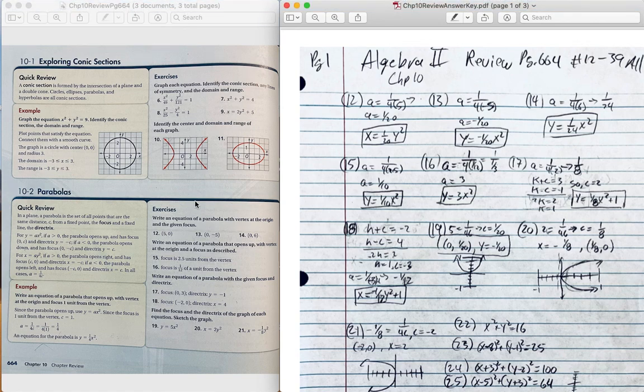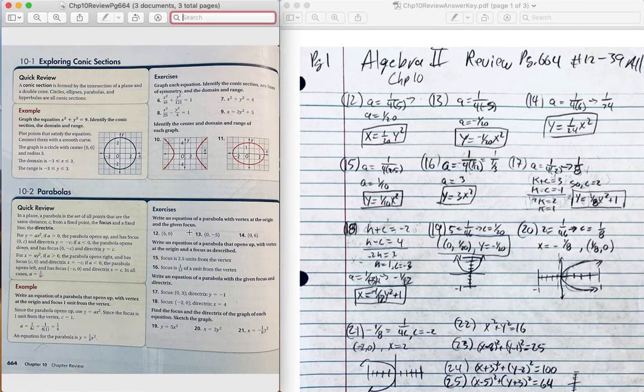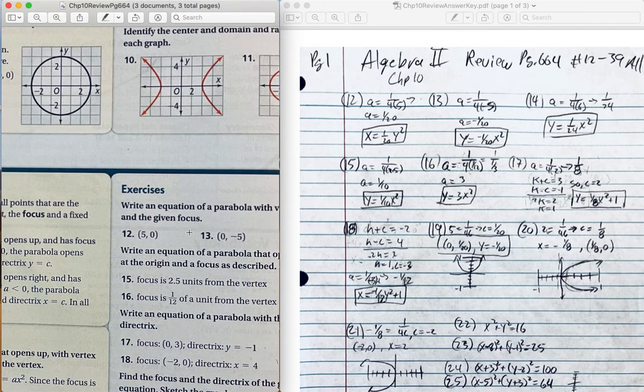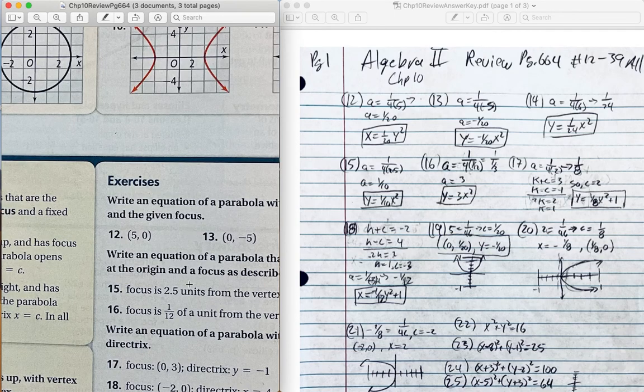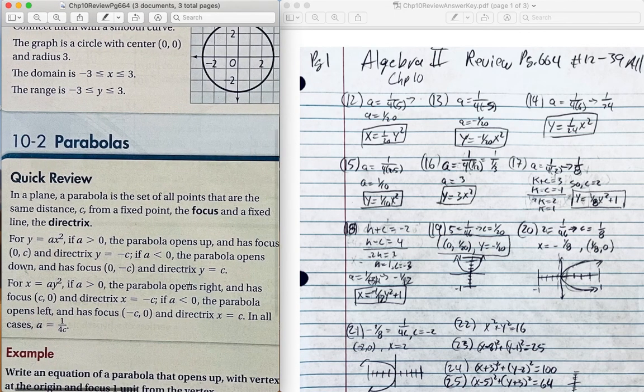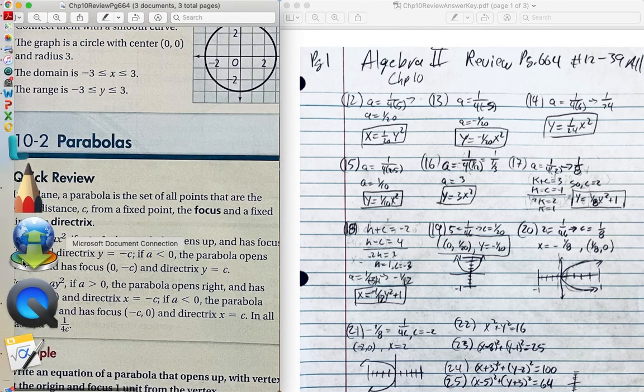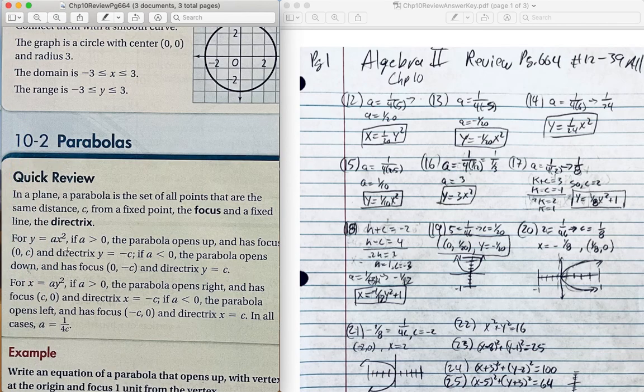Okay, so this is Algebra 2, Chapter 10 review. First question is number 12 on parabolas. A couple things to note about parabolas. Parabolas are in the form of y equals a x squared.